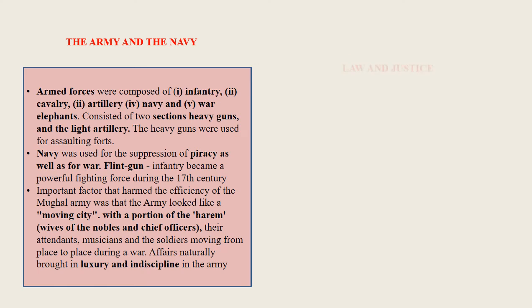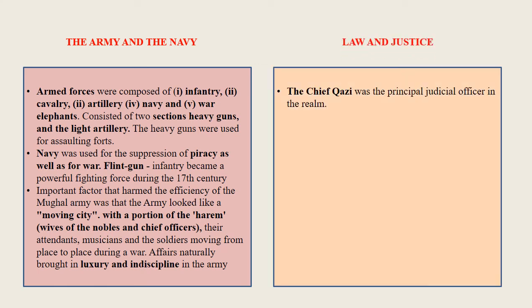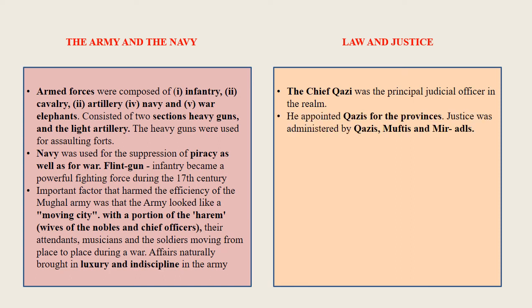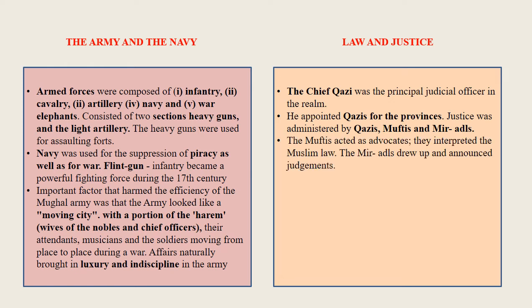Law and justice. The chief Qazi was the principal judicial officer in the realm. He appointed Qazis for the provinces. Justice was administered by Qazis, Muftis, and Mir Adals. The Muftis acted as advocates. They interpreted the Muslim law.